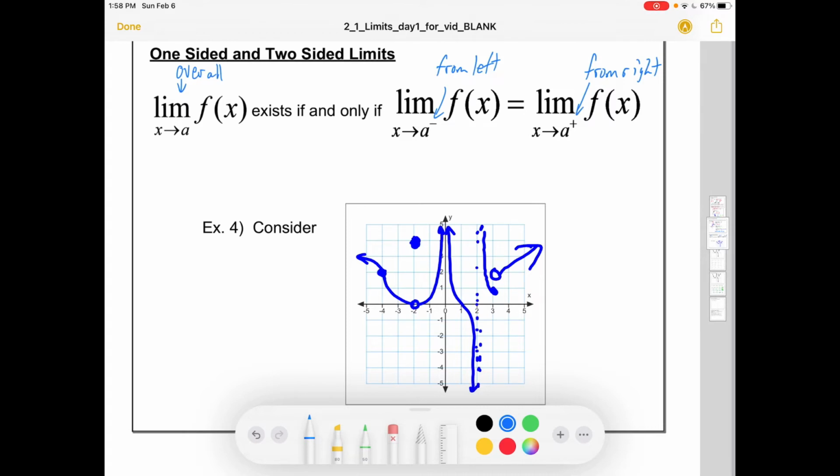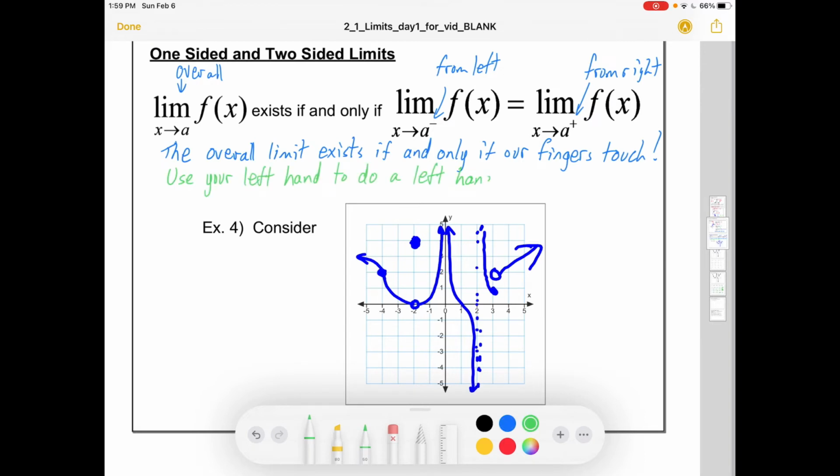If I were doing this with a graph, I would actually just use my fingers to trace this rather than my pencil. And one easy way to say it is like this. The overall limit exists if and only if our fingers touch. You might say, how will I figure out the left and right hand limits? Here's how it works. Use your left hand to do a left hand limit. Use your right hand to do a right-hand limit.